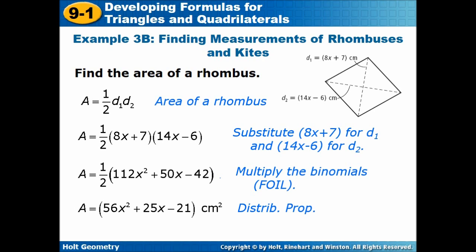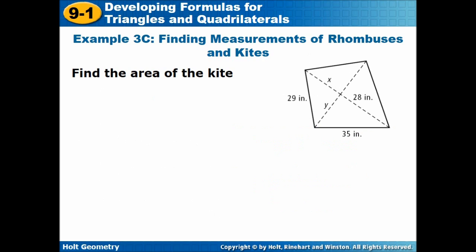And you get that the area equals 56x squared plus 25x minus 21 centimeters squared. Okay? So again, don't be afraid of quadratics. All right, now let's find the area of the kite over here. So again, let's use our area formula for a kite, which is the same as that of a rhombus.